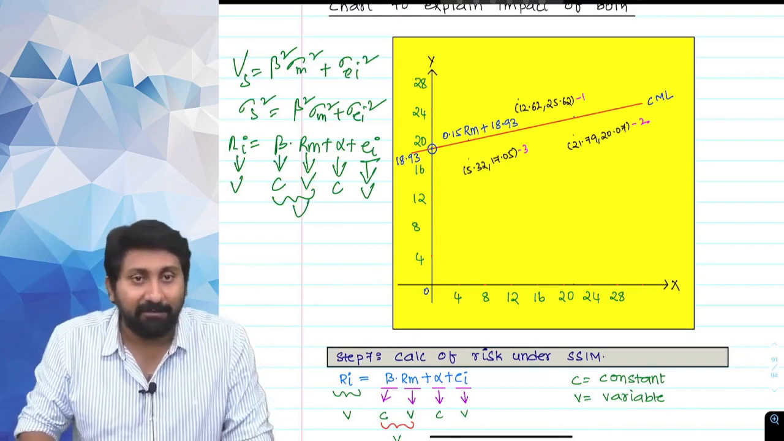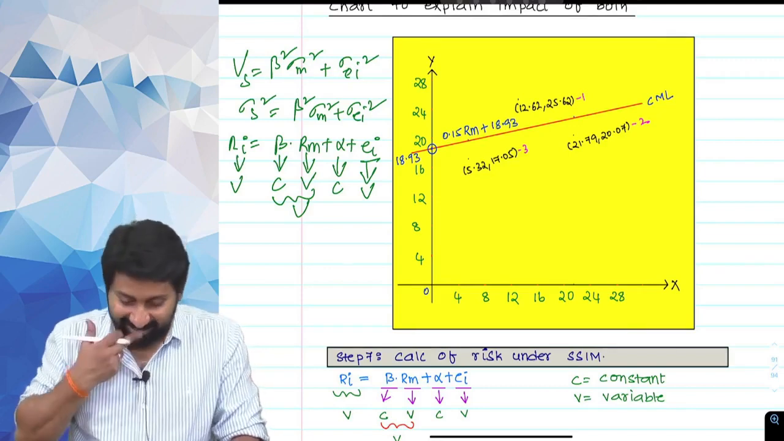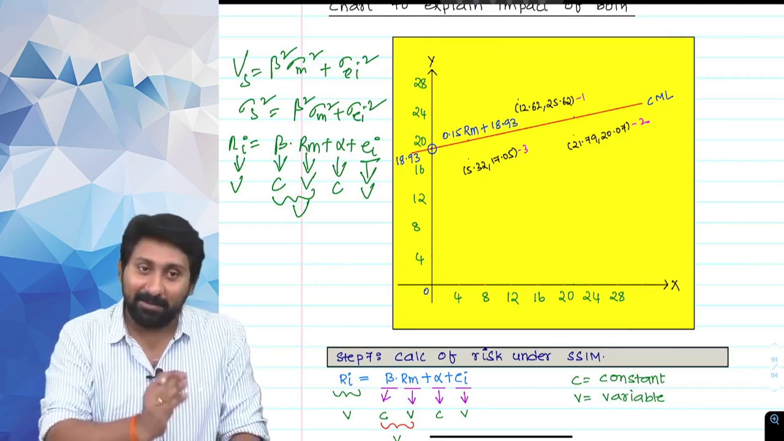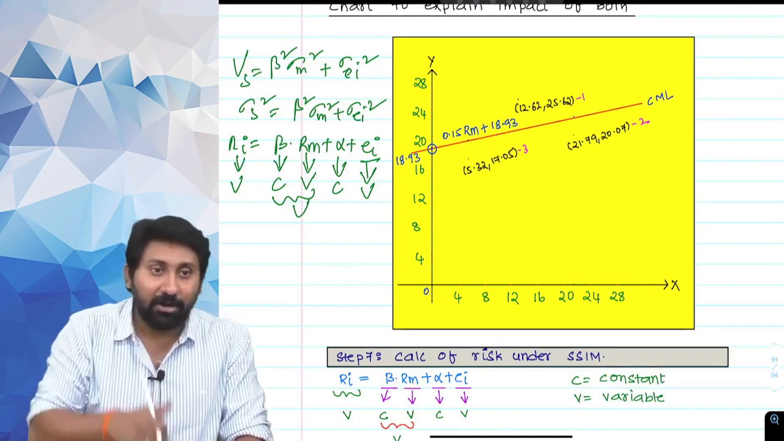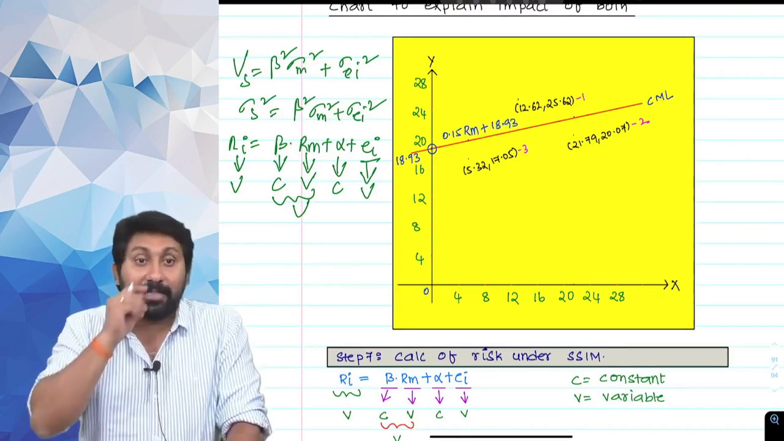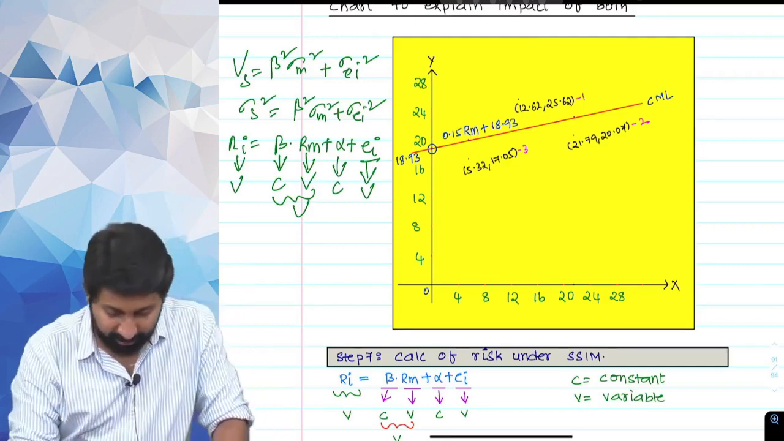What is a variable? A variable is something which can vary. What can change is a variable. What will not change is a constant. That means there is no variance for a constant. There is a variance for a variable. Okay.